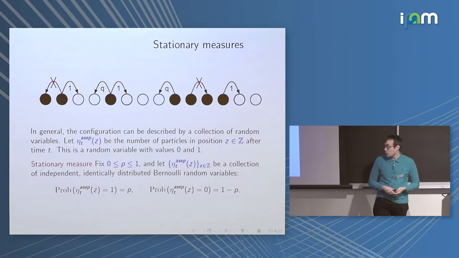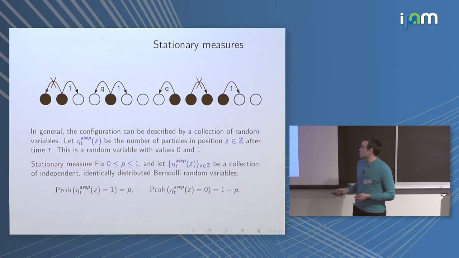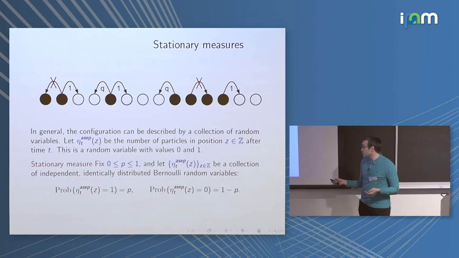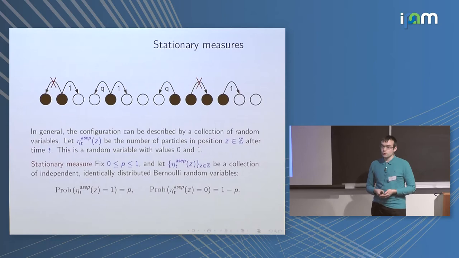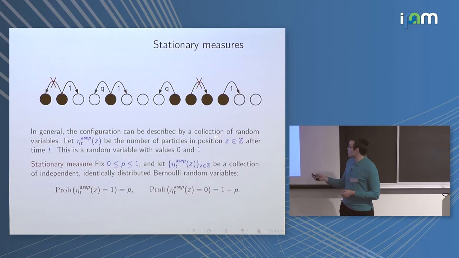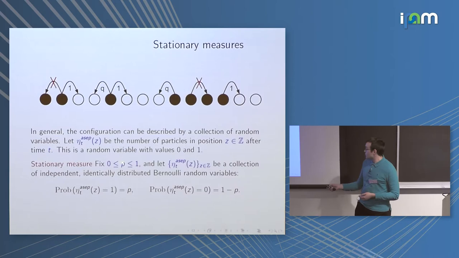But in general, these random variables have a very complicated joint distribution, and a complicated evolution of this joint distribution with time. But stationary measures turned out to be much simpler. It turns out that if we pick an arbitrary real p between 0 and 1 and just fill every position independently of each other with a particle with probability p, then this will be a stationary measure for ASEP. It's some short computation, not immediate, but short. And this is basically the most interesting family of stationary measures for this system, parameterized by a real number between 0 and 1.